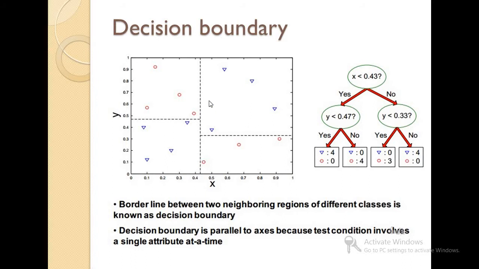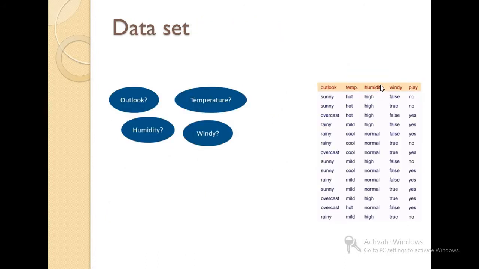Then by using the x and y axes, we make a decision boundary and separate them into columns and blocks, and we make a decision tree on the basis of this. Now we count the number of triangles and the number of circles, and we make a simple decision tree.